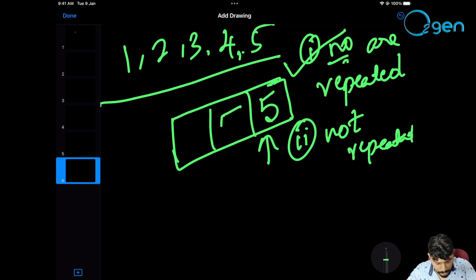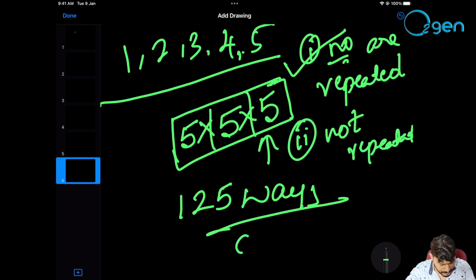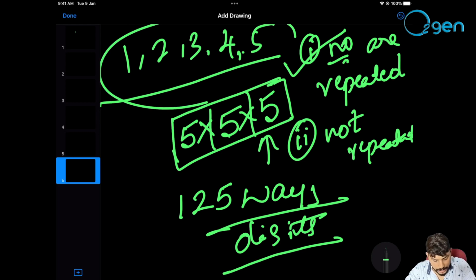There are five different ways to fill the tens place, since repetition is allowed and I can use a number as many times as I like. There are also five different ways to fill the hundreds place. That means 5 into 5 into 5, so 125 different three-digit numbers can be formed from these five numbers.